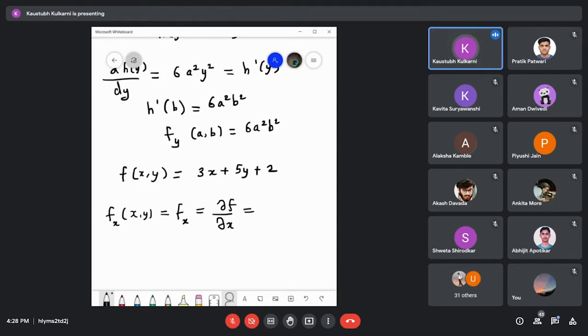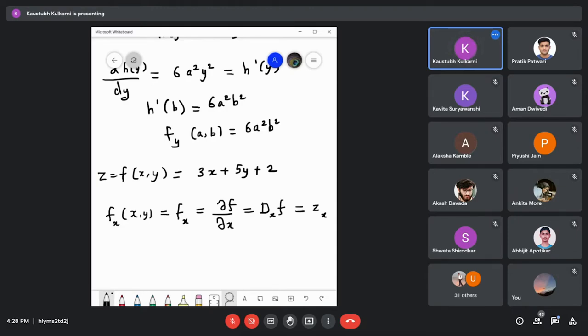Or you can also write it as capital D with subscript x, of f, as if you are operating this operator Dx on the function f. This is like an operator Dx which you are operating on the function f. Or the last notation is, let's say z is equal to f of xy, then one notation is also zx, but this is not recommended as a notation.